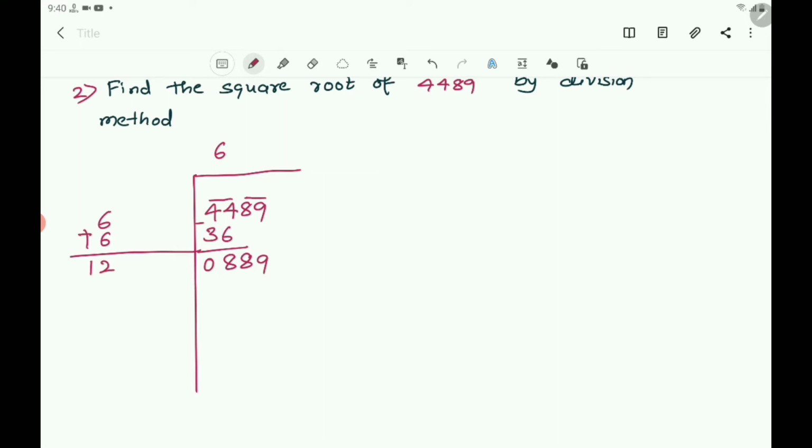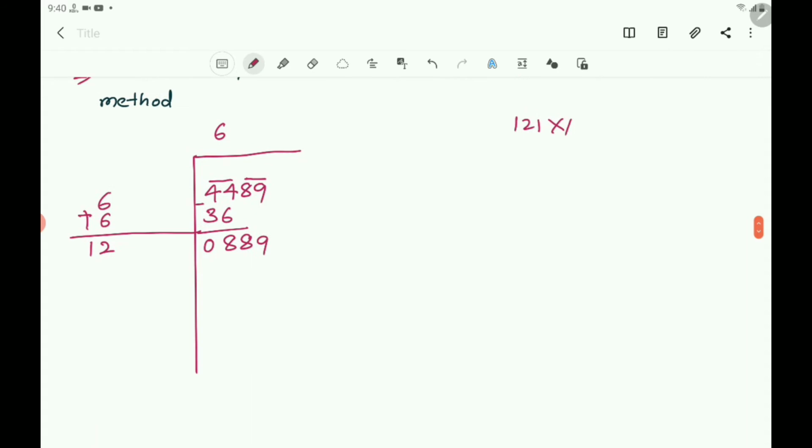Now here, as it is a perfect square, you must get the number 889 by taking some digit in front of 12 and multiplying that by the same digit. That is 121 into 1. But here you can guess the number as it is a perfect square. You know that the ending digit is 9.